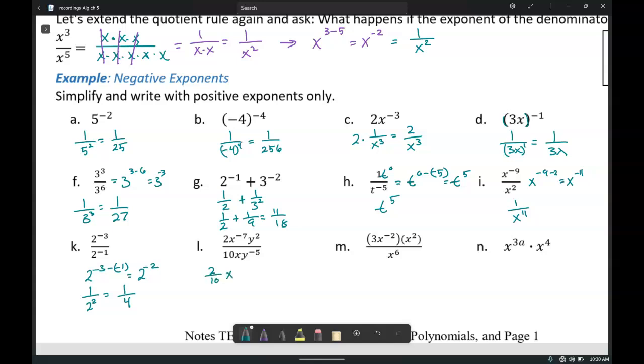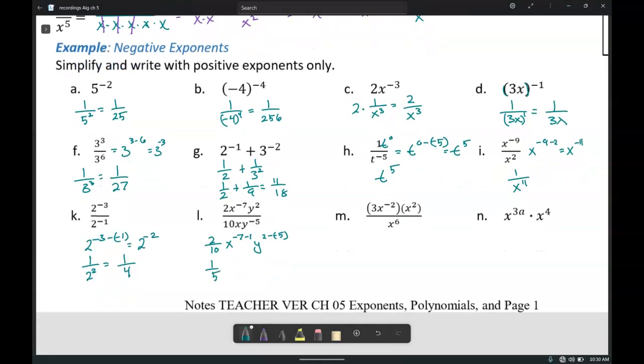2/10 x to the negative 7 minus 1, y to the second minus negative 5. 1/5 x to the negative 8th, y to the 7th. 1/5, 1 over x to the 8th, y to the 7th. So we're left with y to the 7th as our numerator, and 5 times x to the 8th as our denominator.